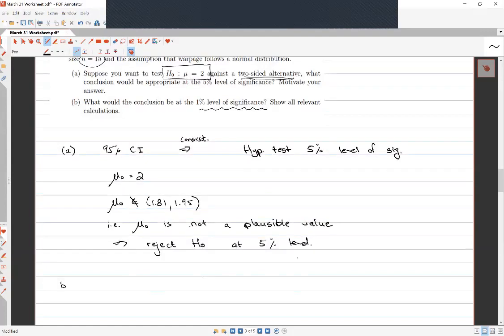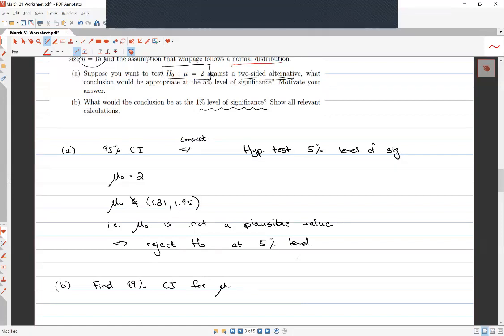So I'm going to go the confidence interval route only because that's the concept I'm trying to illustrate here. We want to find a 99% confidence interval for the true population average mu. Now, to do that, let's look at the setup we have here.